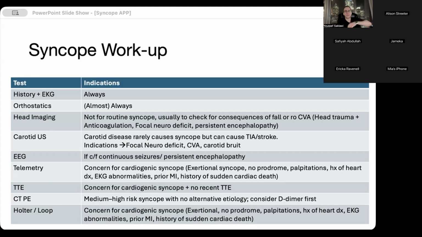The biggest reason why you would get an echo in that scenario is to rule out a focal wall motion abnormality. So you're like, oh, this could be an MI. So this brings up the next point: when would you postpone surgery to get an echo, or when should there be an emergent echo? So the answer is almost never.